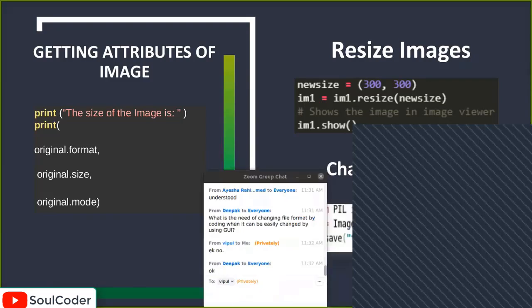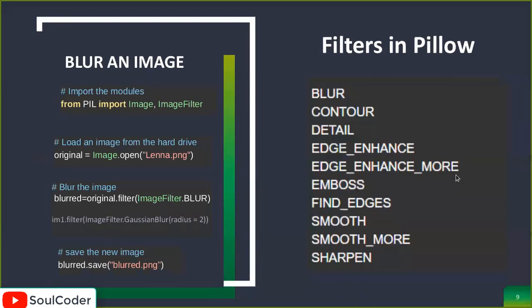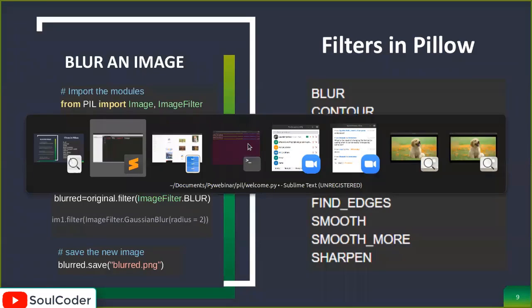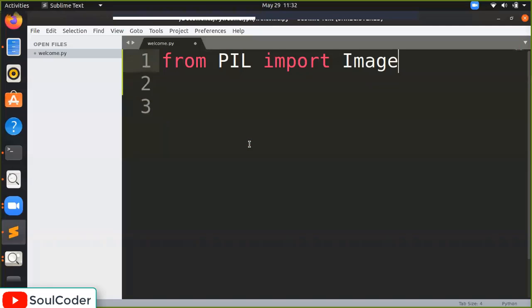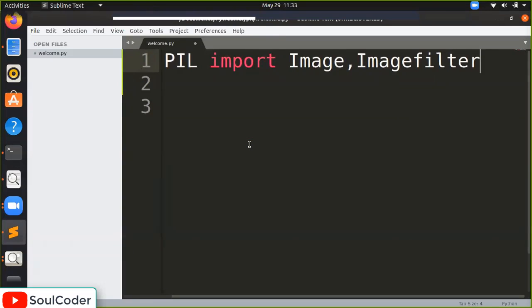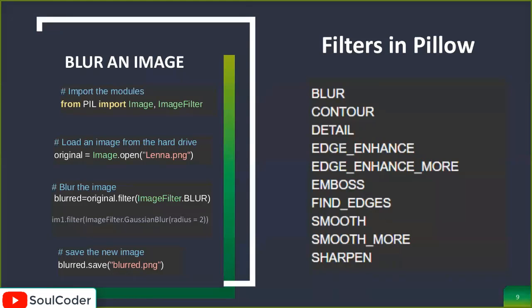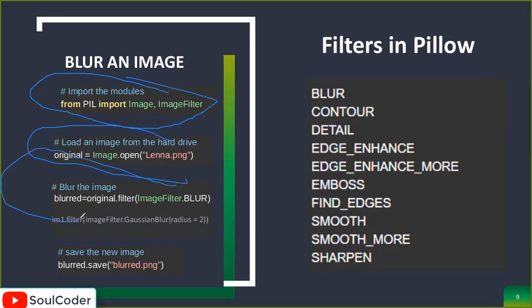So I'm moving forward. We will see how to blur an image. For blurring an image, we have a different class, which is the image filter. So from PIL import Image, and we will use ImageFilter. If you see the steps, the first step is to import the modules Image and ImageFilter. The second, we have to open the image, and third, we directly upload and save it.